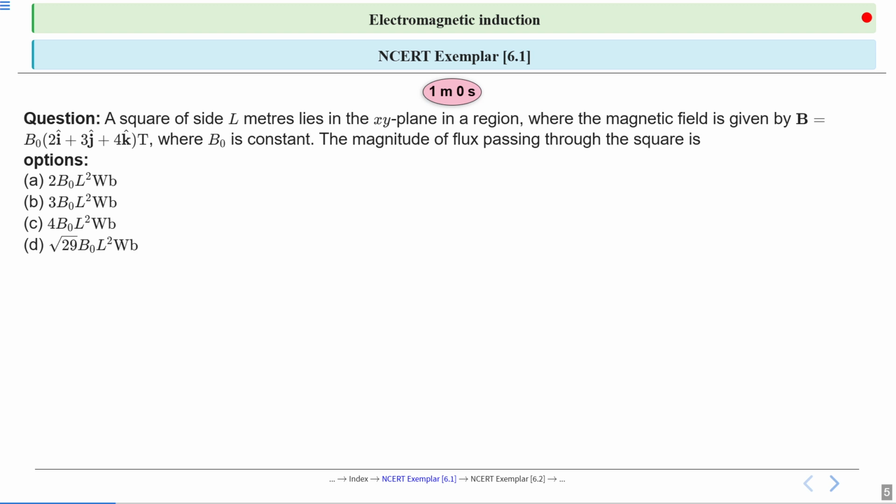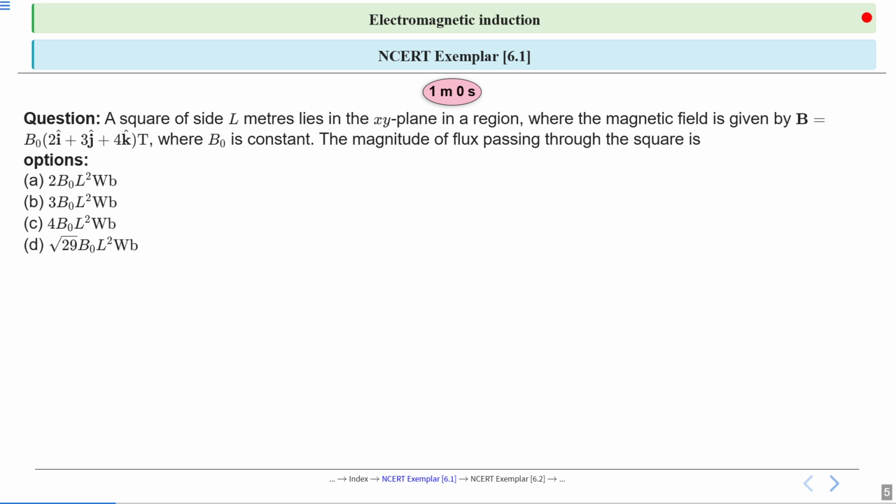So question is, a square of side L meters lies in the XY plane in a region where magnetic field is given by B equal to B naught (2i cap plus 3j cap plus 4k cap) Tesla, where B naught is constant. The magnitude of flux passing through the square.